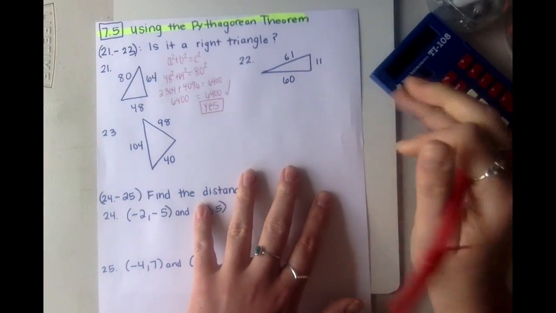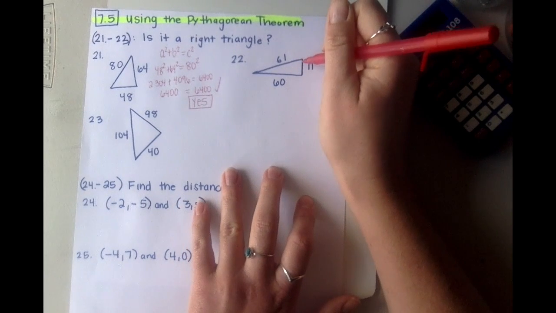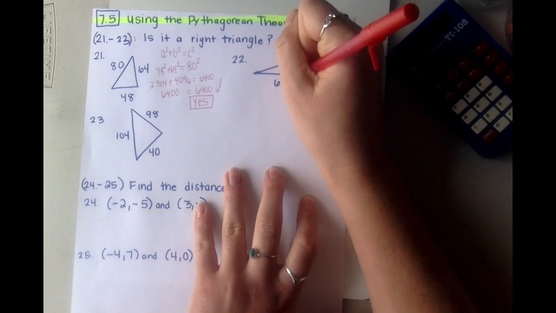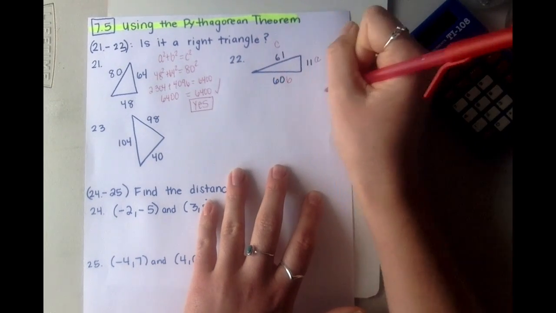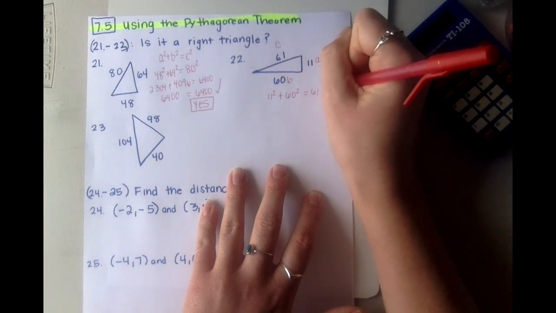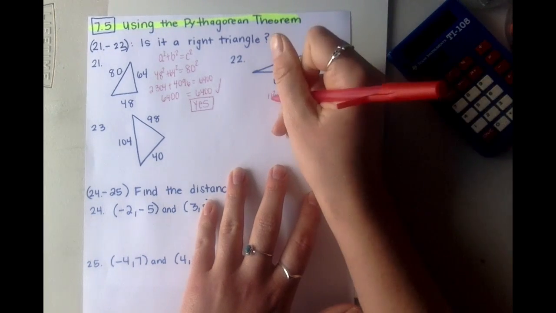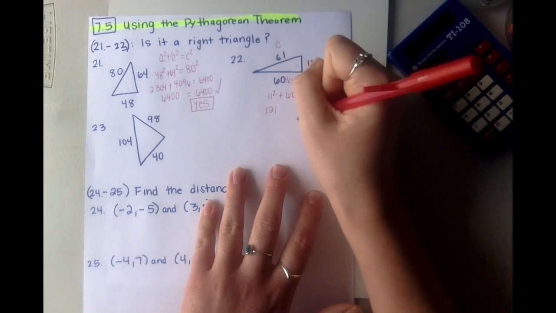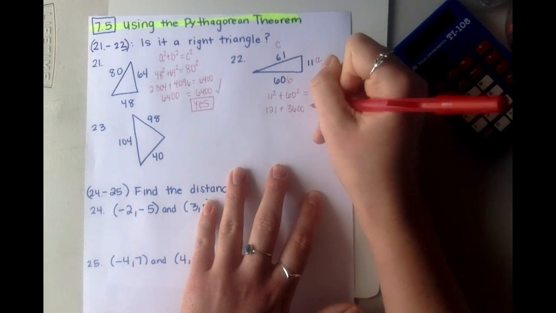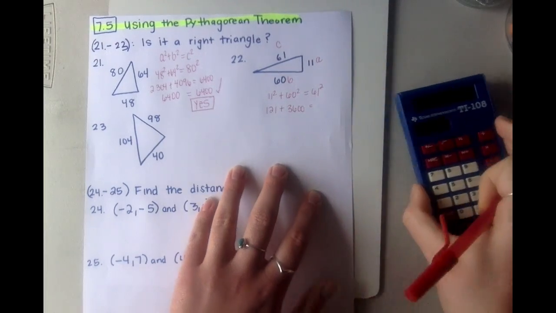What about number 22? So I look for my longest side. The longest side is 61, so that means that's my c. The other ones I can just say are a and b. So I say that 11 squared plus 60 squared is going to be equal to 61 squared. Now I can plug in. I know 11 times 11 is 121, plus, well, 6 times 6 is 36, add on my two zeros, is equal to, let's see what 61 squared is.